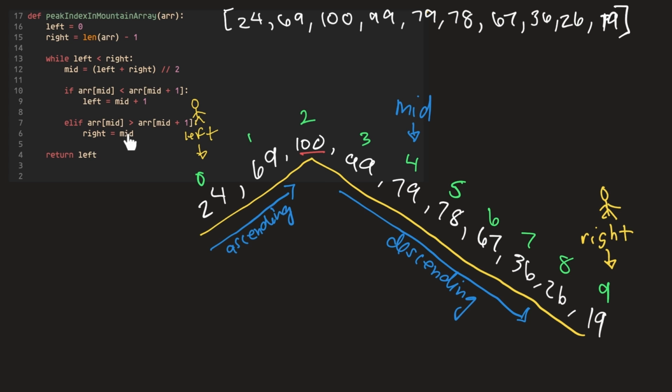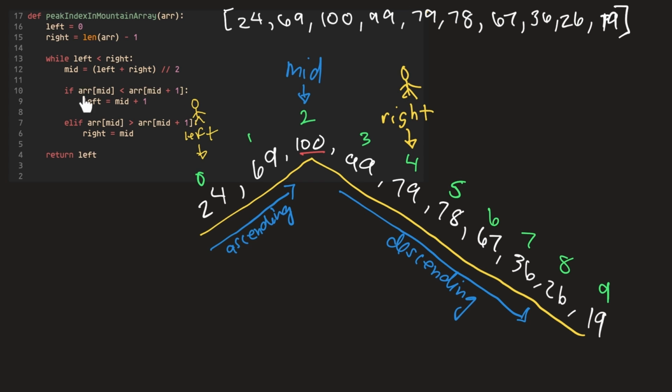So we're going to set right equal to mid. So we can set right equal to mid, and we'd end up back at the top of our while loop here, and left is still less than right because neither one of these guys have reached the peak yet. So in this case, we're just going to reset our mid. So our mid is going to be equal to left plus right divided by 2. Left is 0, right is 4, 0 plus 4 is 4, divided by 2 is 2. So that means we can move our midpoint here to 2.